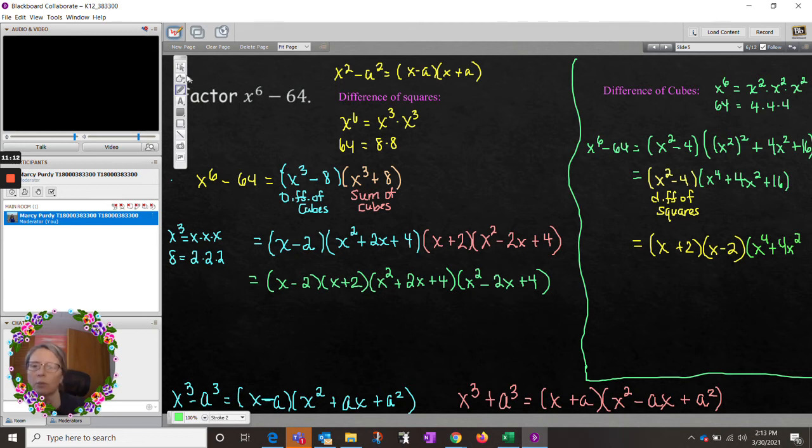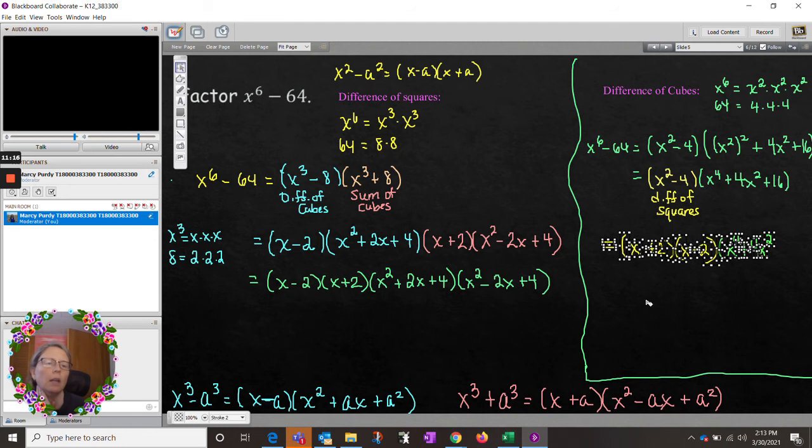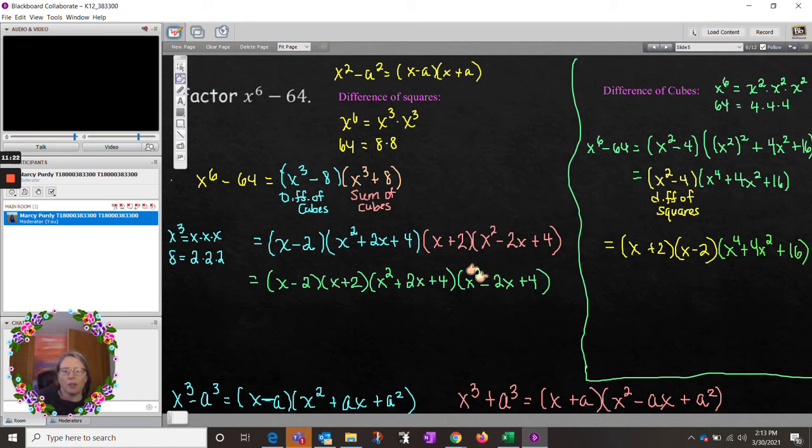Looks like I'm running out of room, so let me slide this over a bit. Okay, so still our answers don't look the same. They're close, right? We have the x minus 2 and the x plus 2 here. But this x to the 4th plus 4x squared plus 16 isn't over here. Instead, I have two trinomials. So where does that come from?